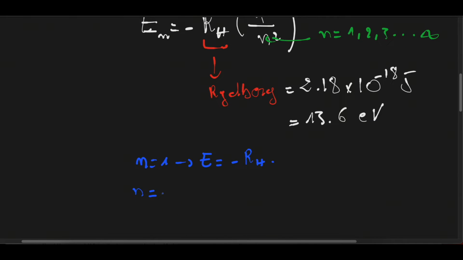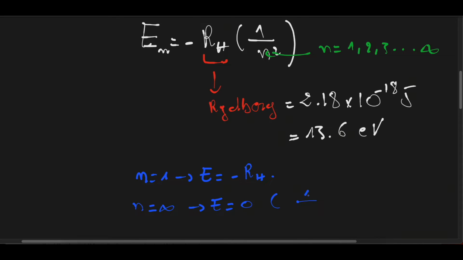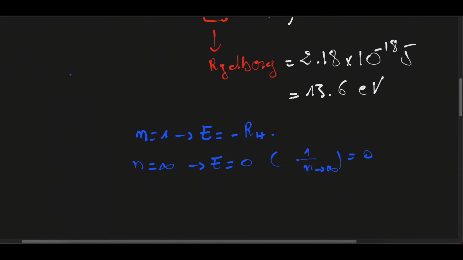But when n is equal to infinity, the energy of the electron is equal to 0, because 1 over n squared goes to 0. Now let's talk about the emission process in Bohr's atom. According to this model, when the electron returns to a lower energy level, it will radiate energy in the form of a photon. Here we have a photon that is emitted, and it has an energy equal to h times nu, where h is Planck's constant and nu is the frequency of this photon.